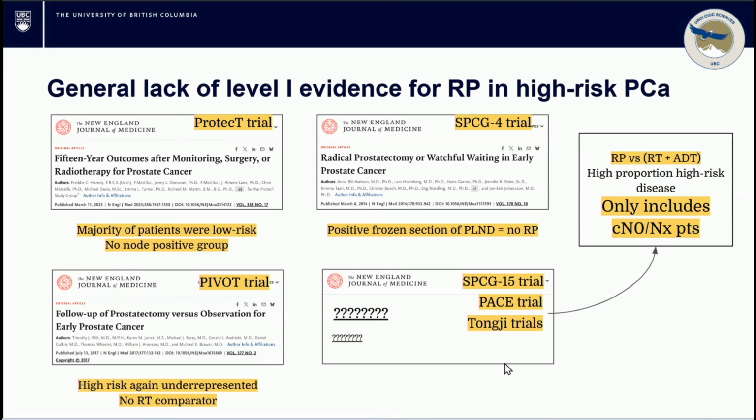There's a number of major ongoing trials trying to fix this gap, comparing RT to RP in high-risk patients. For example, SPCG15, the International PACE trial. There's a couple of trials coming out of the Tongji Hospital in China, but all of these are going to be excluding CN1 patients. So as far as I can tell, the data is not coming.